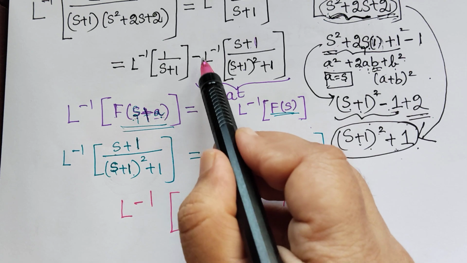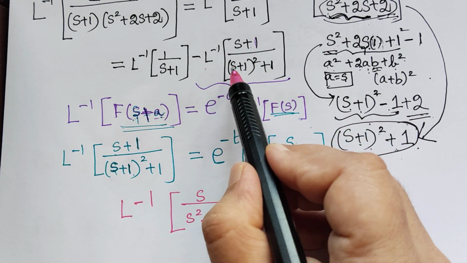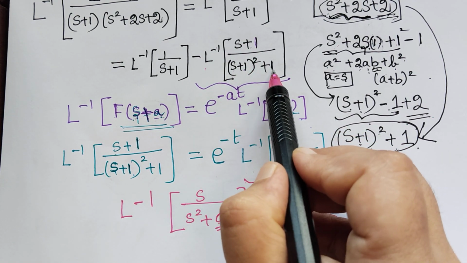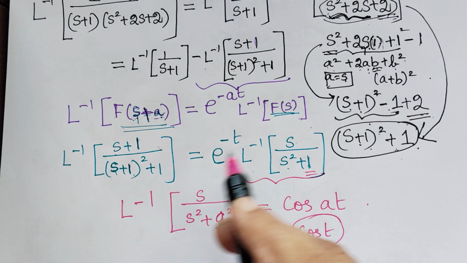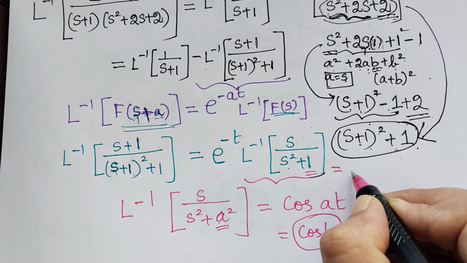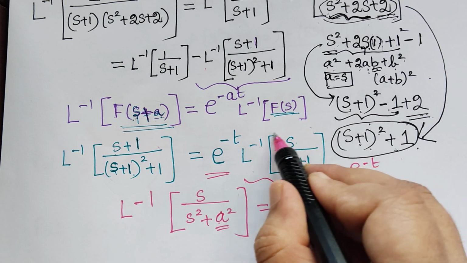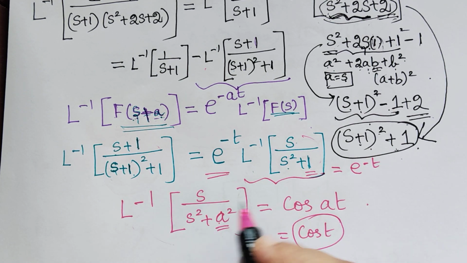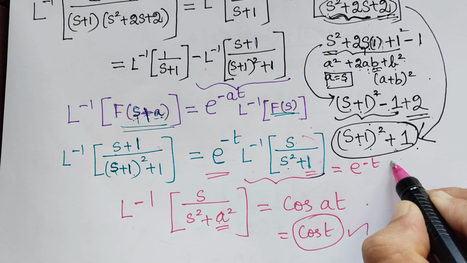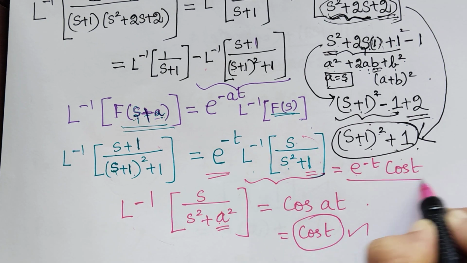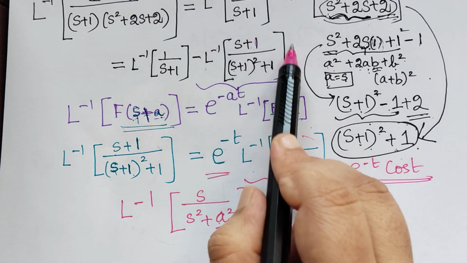So therefore this L inverse of s plus 1 divided by s plus 1 the whole square plus 1 has been evaluated here, and it is equal to e to the power minus t multiplied with the value of this. But what is the value of this? Cos t. So e to the power minus t cos t. So we have evaluated this alone separately.